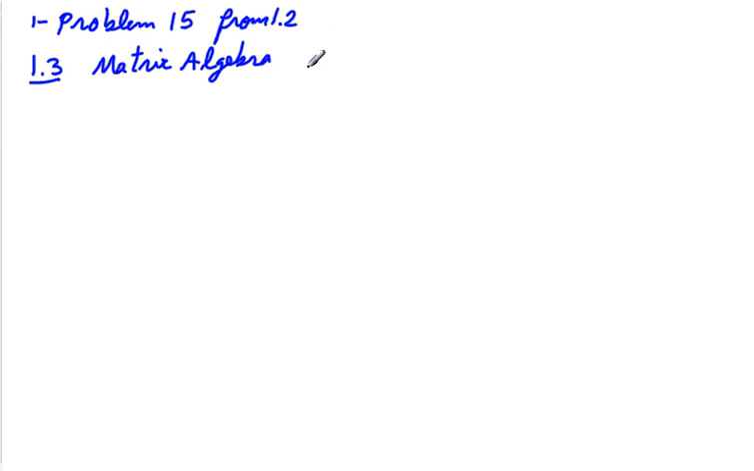Matrix algebra is where we begin to play with matrices and see how to add, subtract, and multiply them. Okay, so here are the topics: addition, subtraction, and multiplication of matrices are going to be talked about.